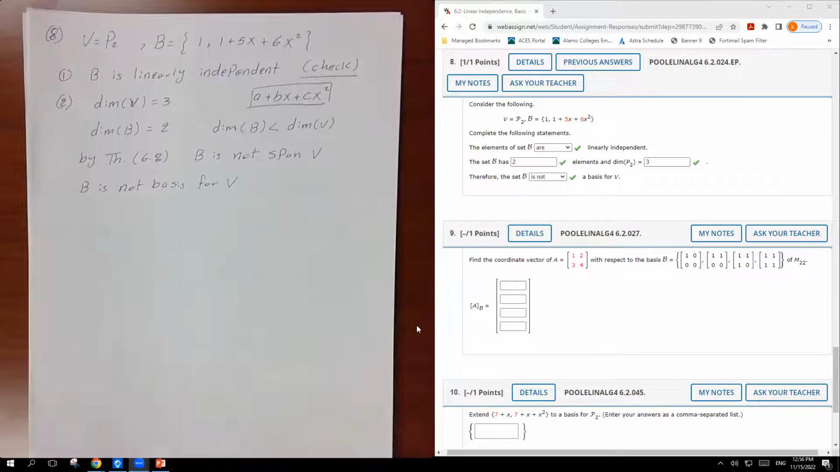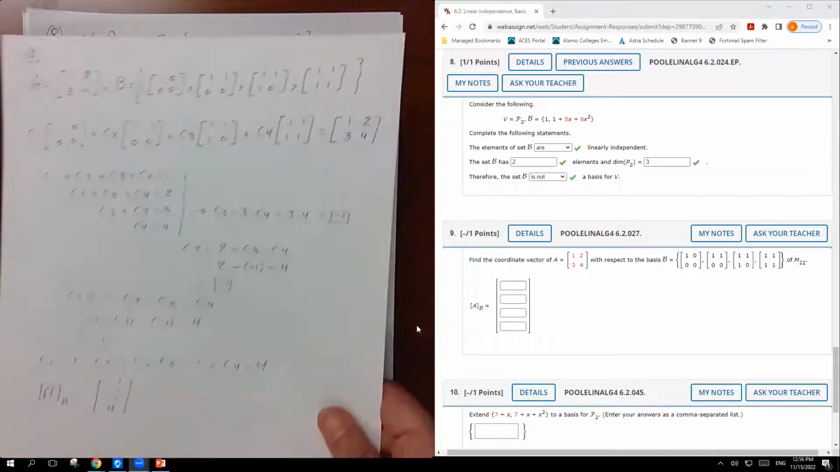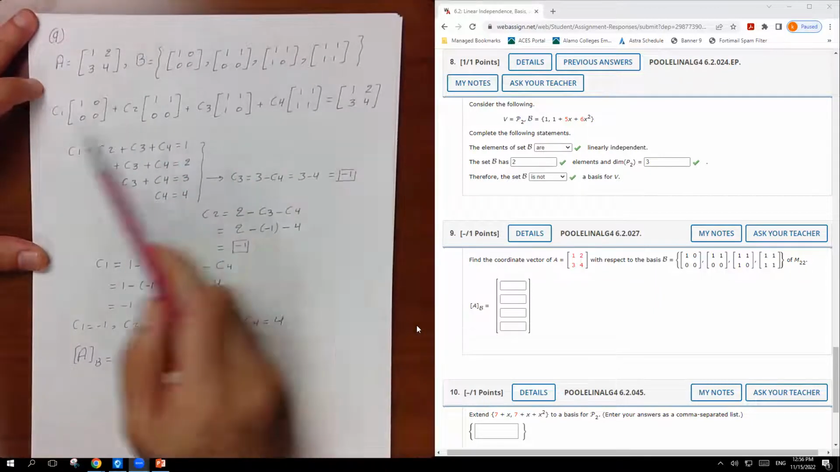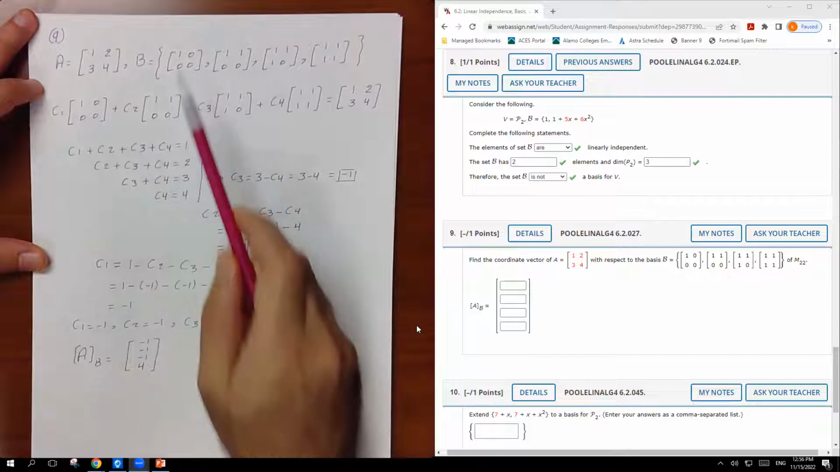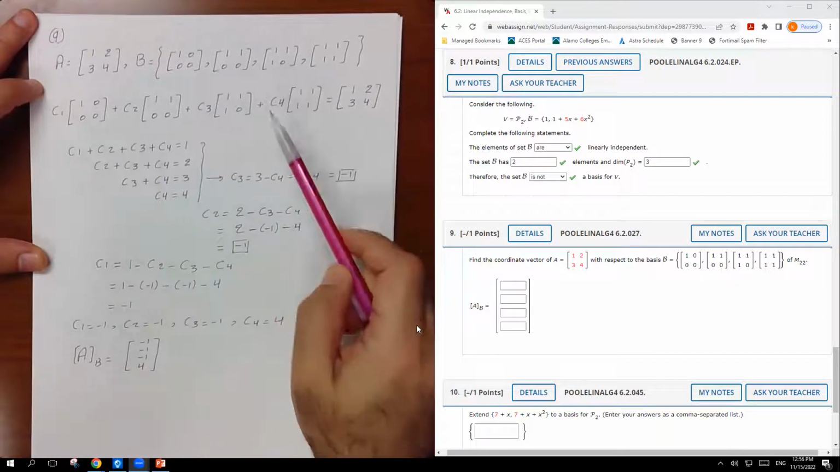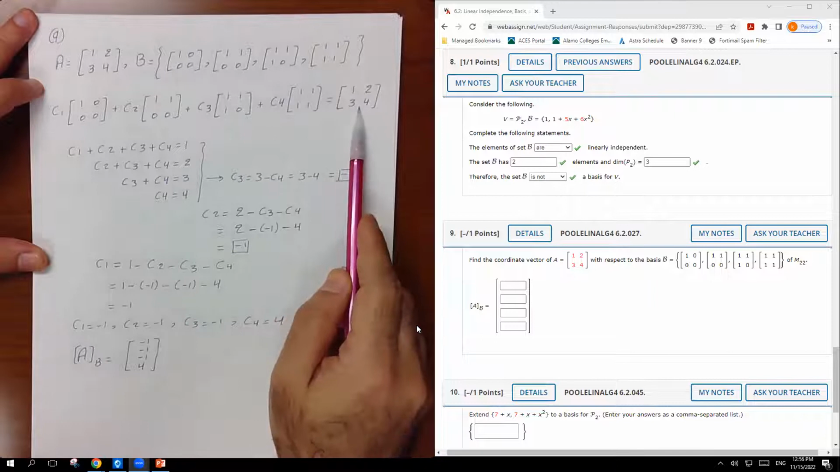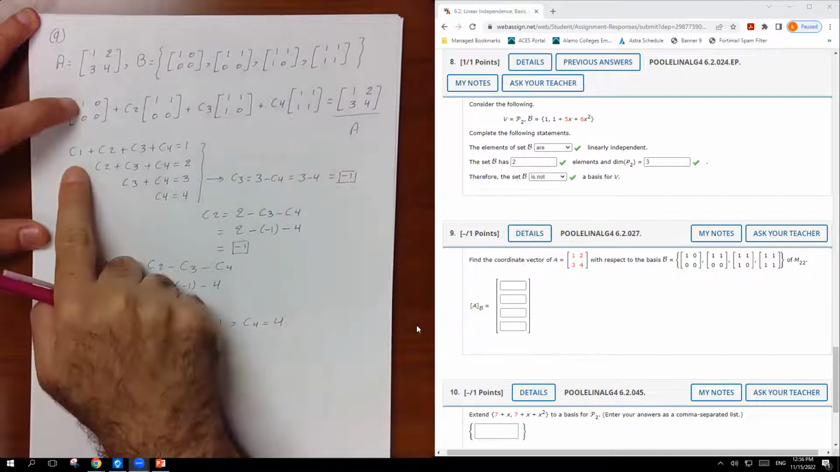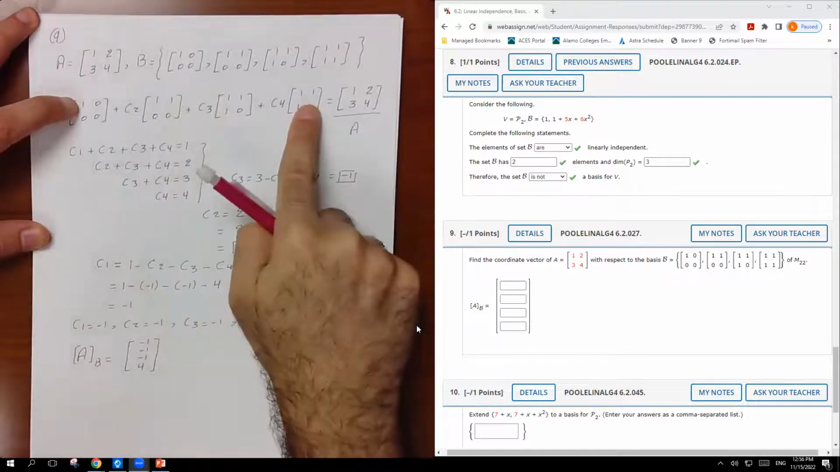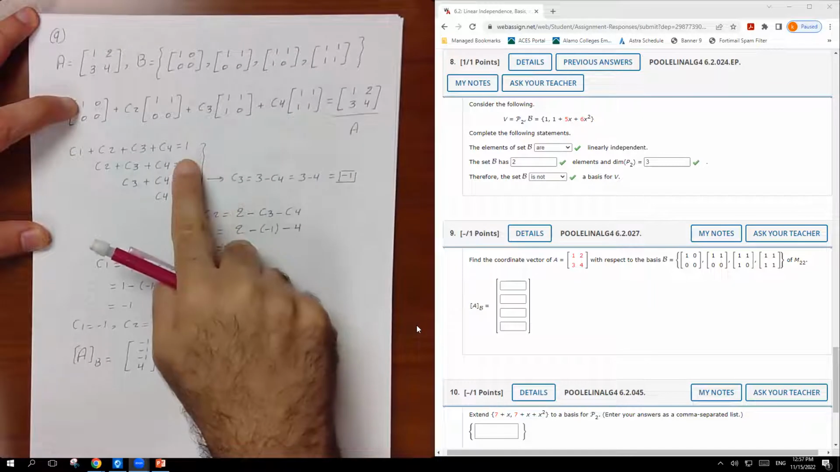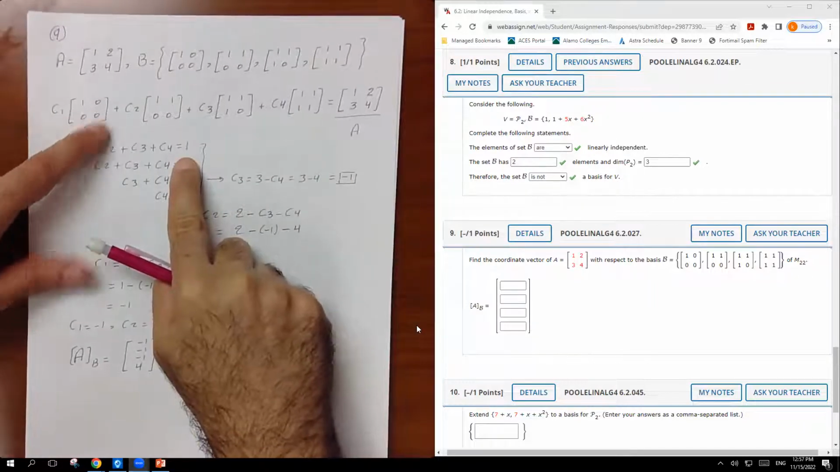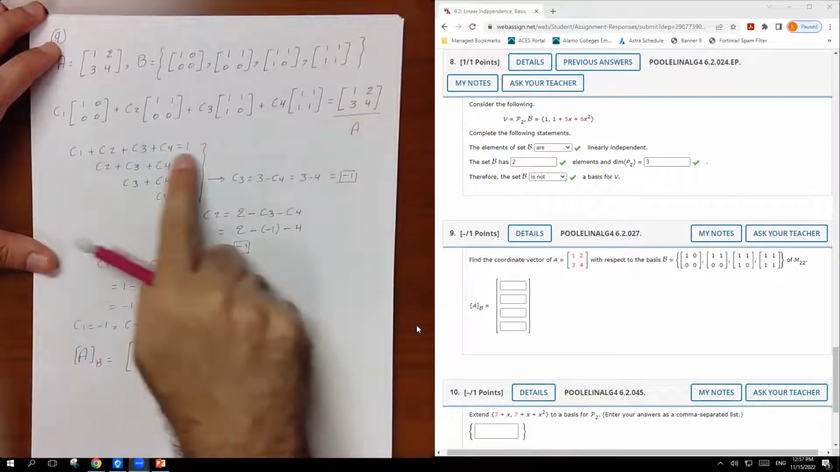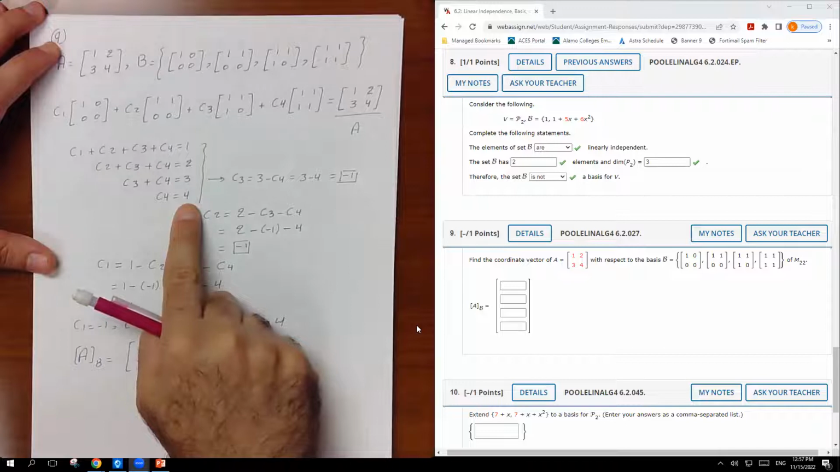So let's check number 9. So we have A, and here's the base B: C1 times the first matrix, C2 the second one, C3 the third one, and C4 the fourth one, equal A. So here is the matrix A. Now it's going to be C1 plus C2 plus C3 plus C4 equal 1. There is no C1 here because all zeros. C2, C3, C4 equal 2. And keep going until you get C4 equal 4.